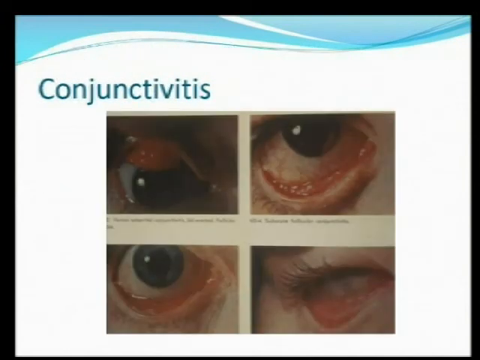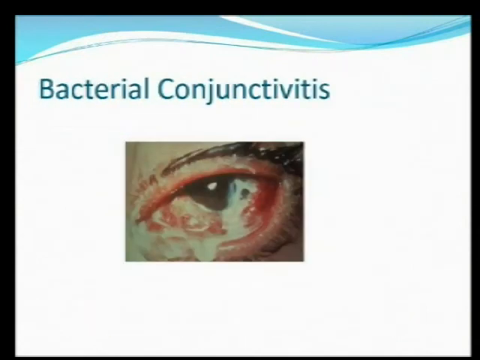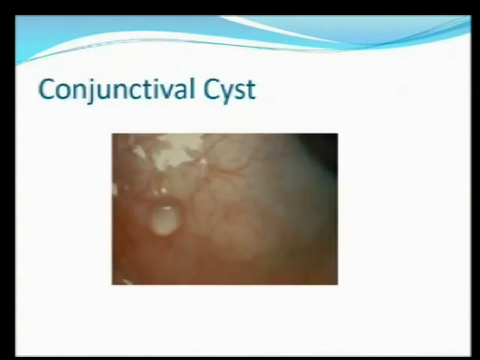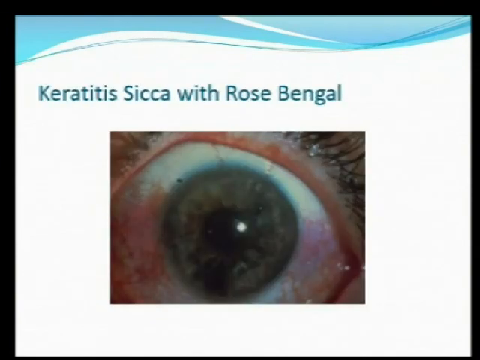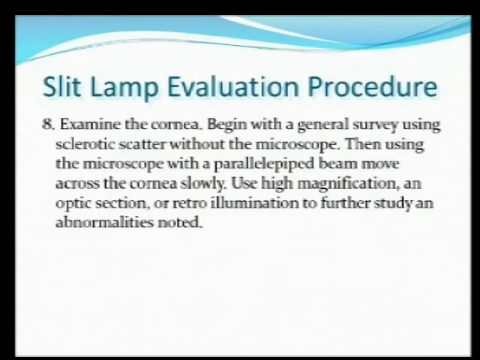So here's some examples of signs of conjunctivitis. The ever lovely looking bacterial conjunctivitis, conjunctival cyst, pingueculas, nevi, hemorrhages. If they had a dry eye, we put rose Bengal in, we would see some staining at 3 and 9 o'clock, pterygium. And now we're ready for the last part of the typical pre-fit exam, which would be to examine the cornea.